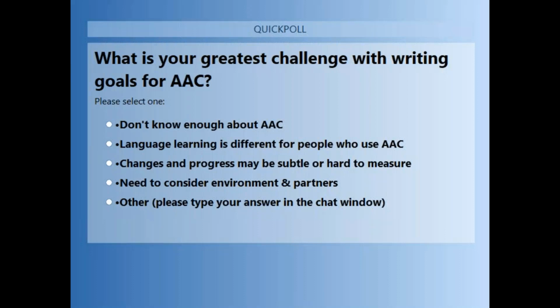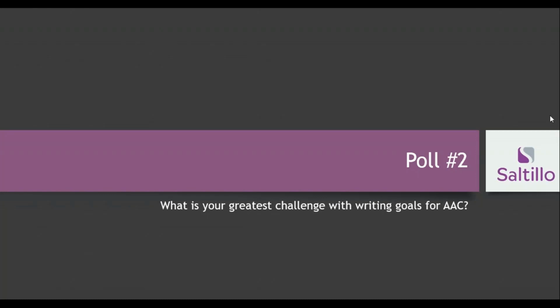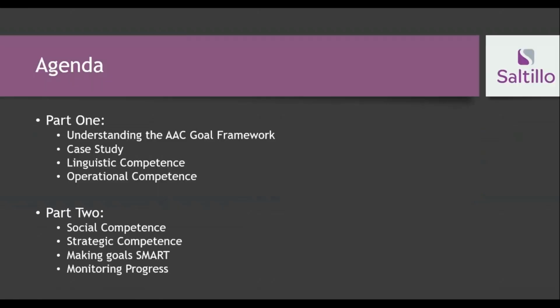All right, it looks like a lot of it's that we just don't know enough about the AAC system, and that changes and progress can be really subtle. These are all great points, and we're going to talk a little bit about these reasons as we go. And we have one more. It's a combination of factors, mainly the need to consider different environments and partners of the student, and that changes are hard to measure, for sure. A lot of times it can be multiple reasons, right? So we have all these different factors to consider, and it just makes the goal writing process unique for these individuals. Okay, so these reasons, this is what led us to create this training.